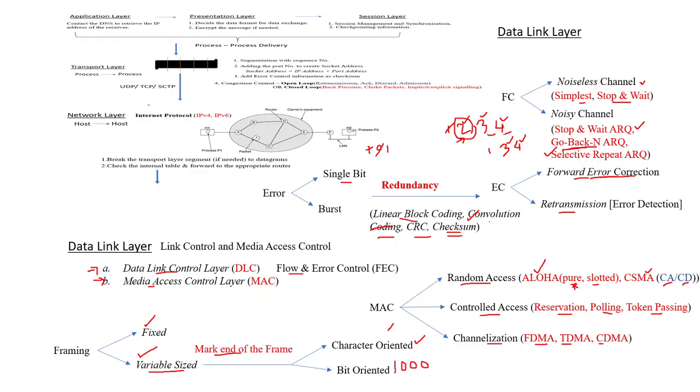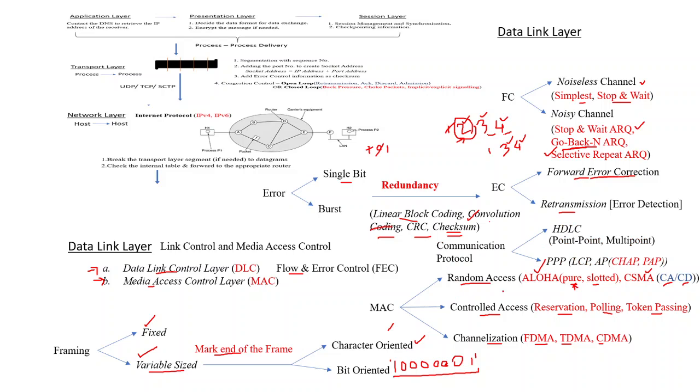Like you start with 1, there are 6 zeros, 1 2 3 4 5 and 6 zeros, and it ends with a 1. But there is a problem with both of these. If this kind of data, or this kind of flag, exists in the data, your receiver will assume that that is the end of a frame. So there has to be some special bits which would indicate that this is a part of the data and not a flag. And so also in this character oriented thing.